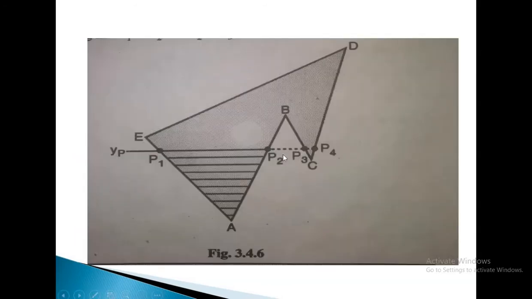In this diagram we only fill the area which is inside the polygon. P1, P2, P3 and P4, this region is inside the polygon, but between P2 and P3 this part is outside the polygon. So that's why we count it as P1, P2, P3 and P4.